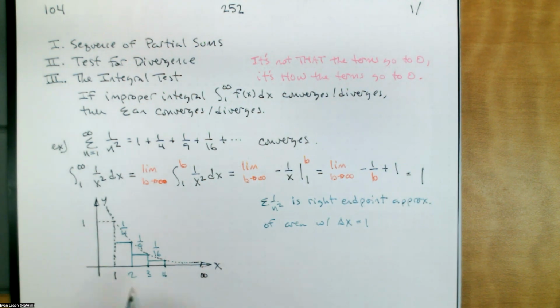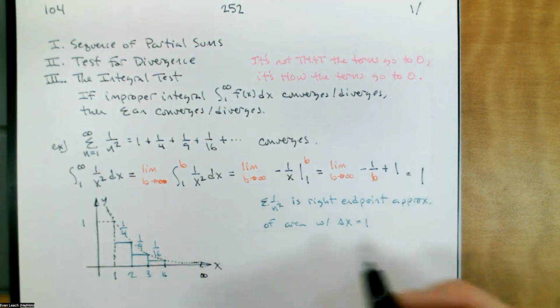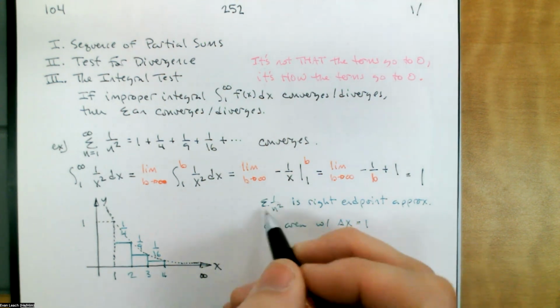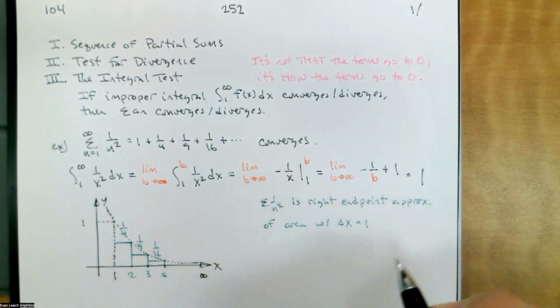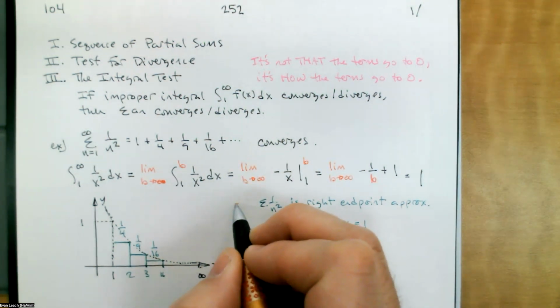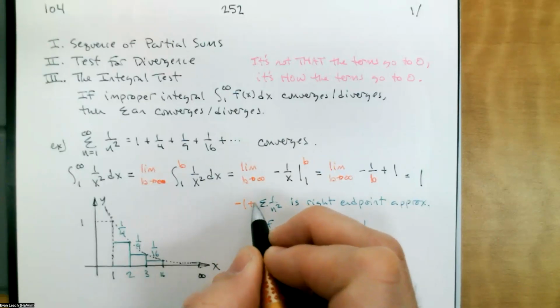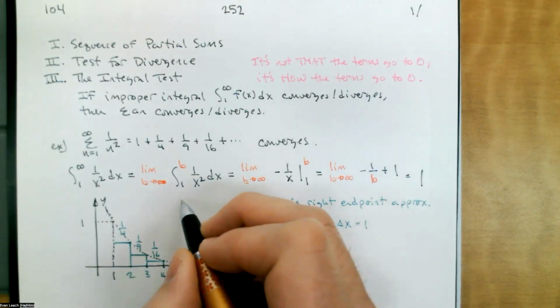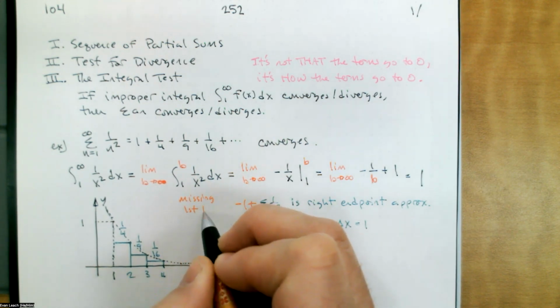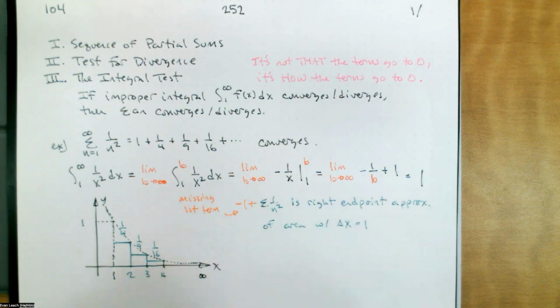Now, you might notice, where's the 1 in all this? You're right. The series 1 over n squared is the right endpoint approximation if we subtract 1 from it, because it's missing that first term. Our right endpoint approximation is getting the area under, but it's starting with a 1/4, not a 1.